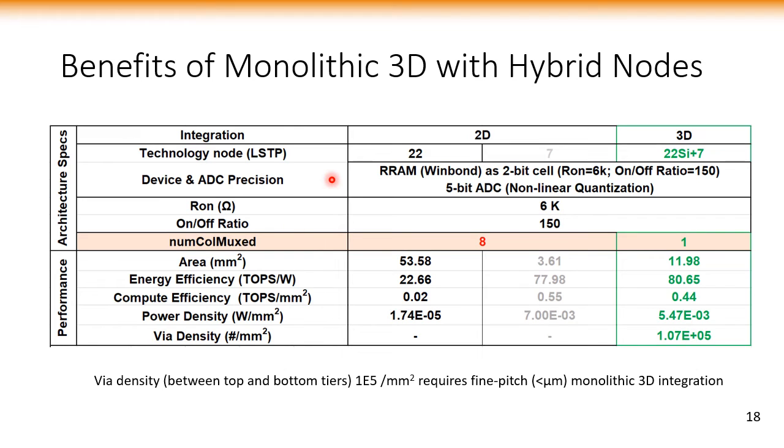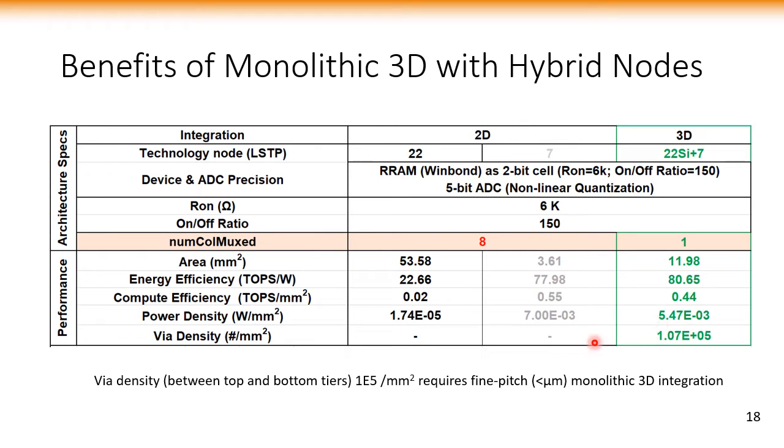So if we do so, here we evaluate the benefit of this monolithic 3D integration with a hybrid node: RRAM at 22nm, and advanced logic for the peripheral circuit at the 7nm process. Here we show that if we do the 3D, then we can achieve much smaller area than the 22nm RRAM baseline, and also much improved energy efficiency, compute density, and power density.